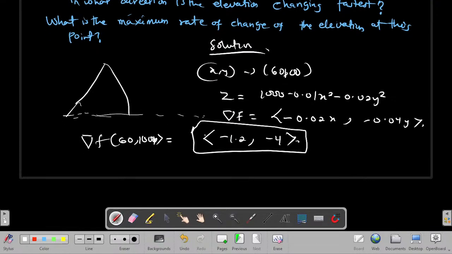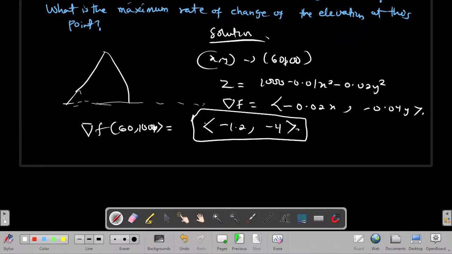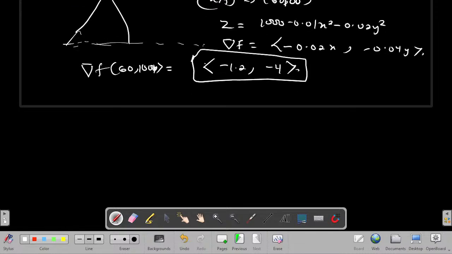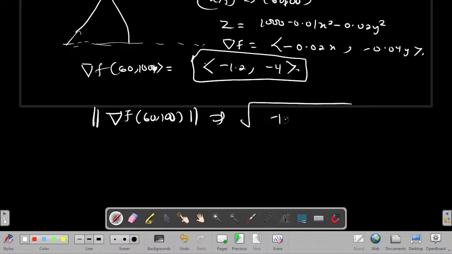Then you find the maximum rate of change. That was the second part. What is the maximum rate of change? According to the theorem I explained, the maximum rate of change will simply be equal to the magnitude of our gradient vector, the absolute value of this expression. So what do we get? The square root of negative 1.2 all squared plus negative 4 squared, and you are going to get 4.176. Simple. Good.